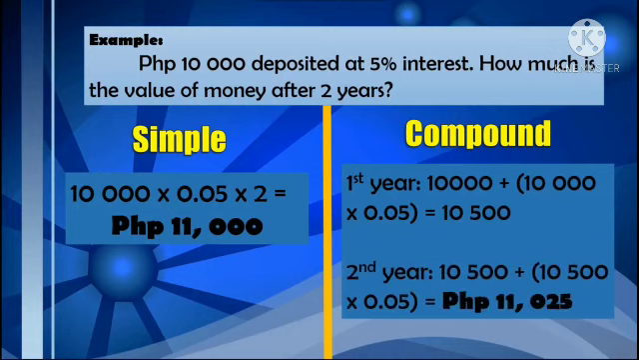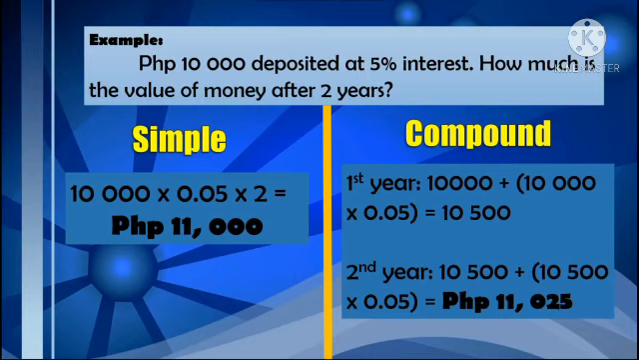And during the second year, to find the value, we have to use the 10,500, which is the principal plus the interest during the first year. And this value will earn another interest. That is why we have 10,500 times 0.05. And the interest here will be added to 10,500 pesos. So the total is 11,025 pesos. So if you are going to look at or compare simple from compound, in compound the value is larger than the simple interest.